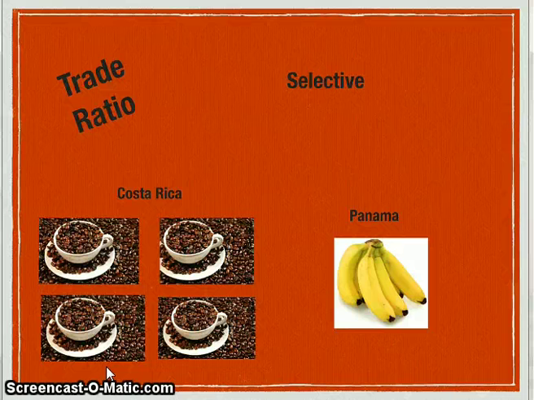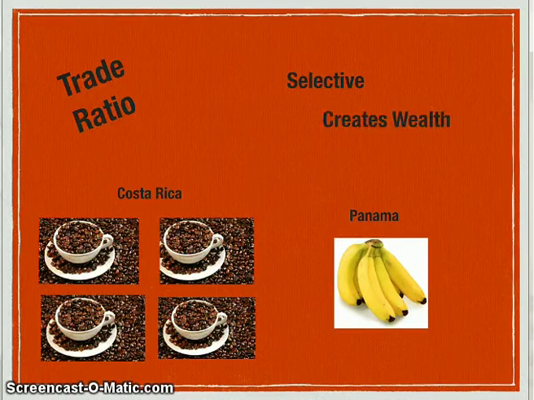The original domestic pre-trade production ratios of 5 to 1 and 3 to 1 describe each nation's original production possibilities, while the new production possibilities of 4 to 1 describes the situation once the concept of comparative advantage is applied. So remember that this is selective and it creates wealth. That's why Costa Rica and Panama would trade. They're choosing which products to trade, so therefore it is selective, and it does create wealth. It allows Costa Rica to give up less to get bananas and Panama to give up less to get coffee. Therefore, each country specializes and focuses on what they're best at.